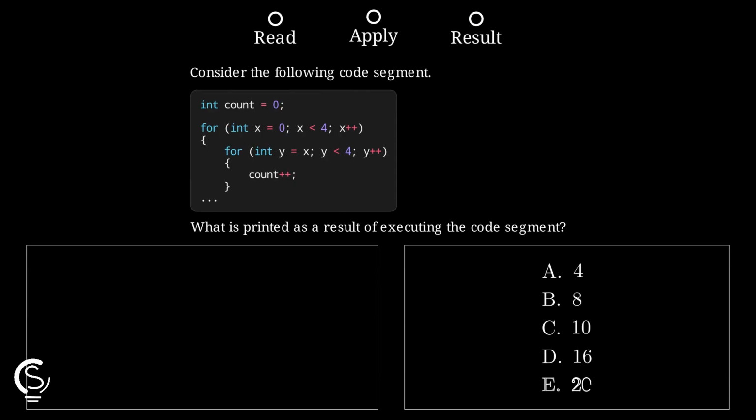First, look at the outer loop where x starts at 0 and goes up to 3. This means our outer loop will execute exactly 4 times, for each value of x.